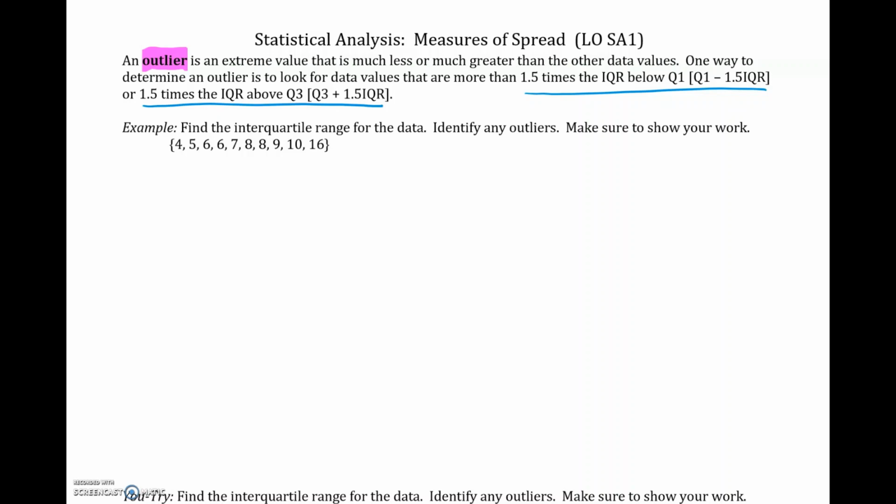So for example, if we look at this, what we want to do is find the IQR first, and then figure out if we do have any outliers. So we want to find out those boundaries for what would be considered an outlier. So remember, to find the IQR, we want to find Q1 and Q3.